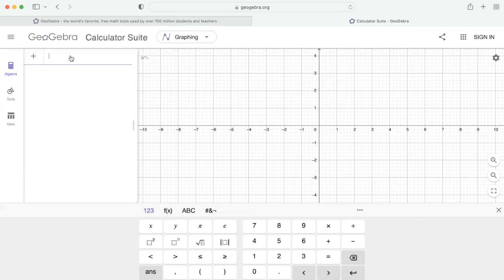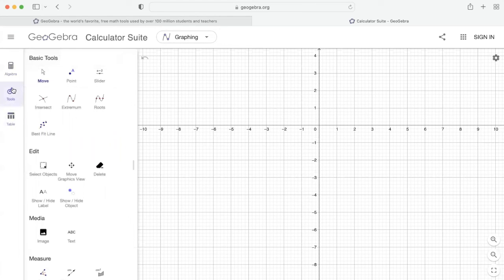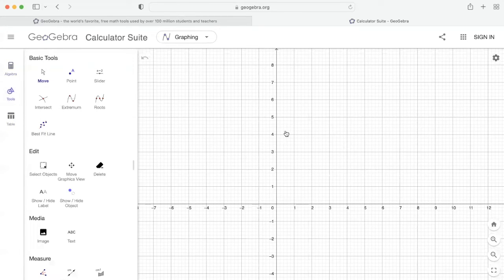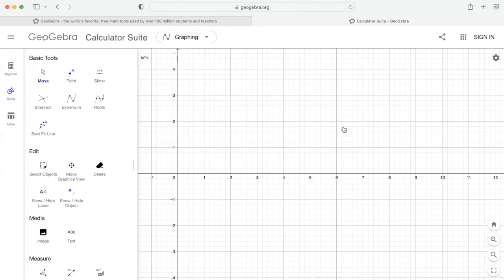And similar to Desmos, there's like a command line thing over here on the left. There's the algebra calculator, tools, and table. So you have a ton of different options. You can also drag this around. I'm going to zoom in just a little bit.